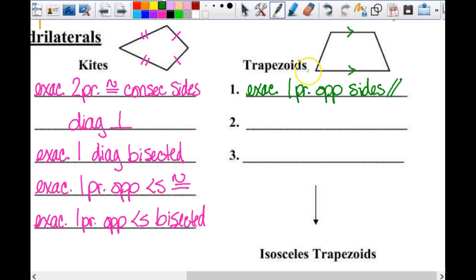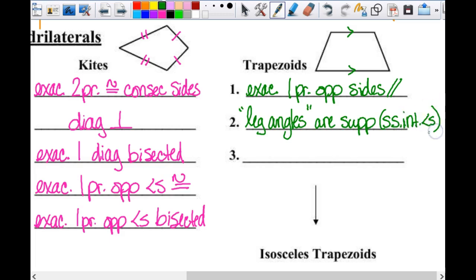No, not in every trapezoid. These are base angles, and that's not true. But what is true is that leg angles, which aren't really called leg angles, are supplementary. And that's because, and somebody did use these words, they are same side interior angles.